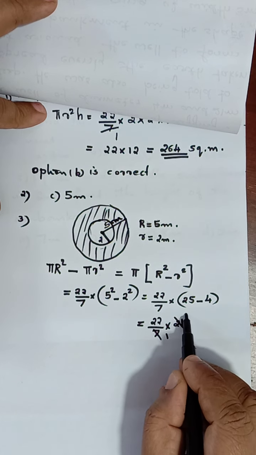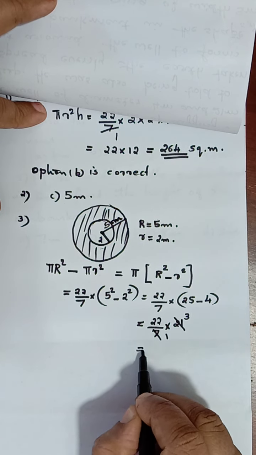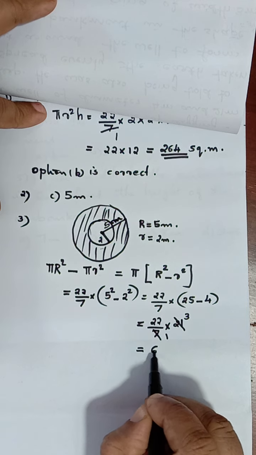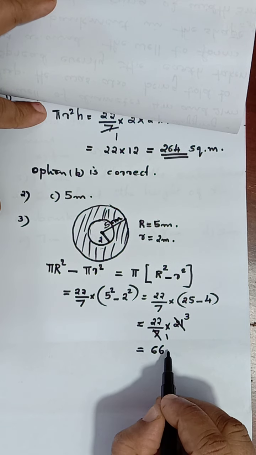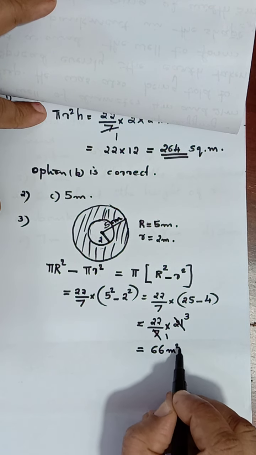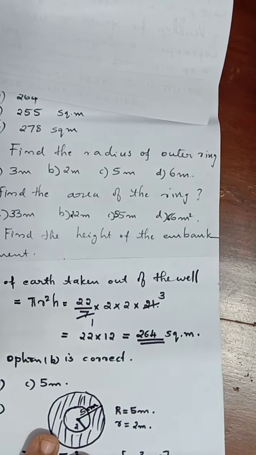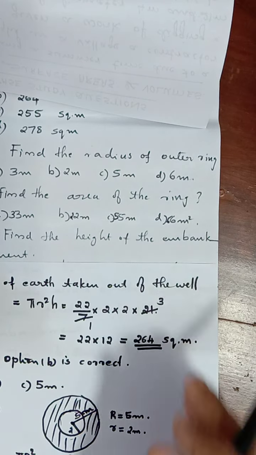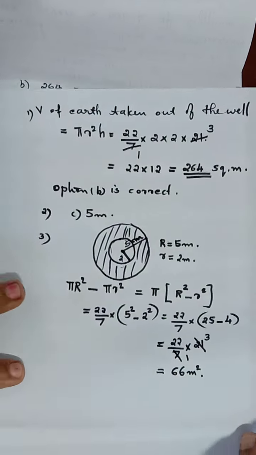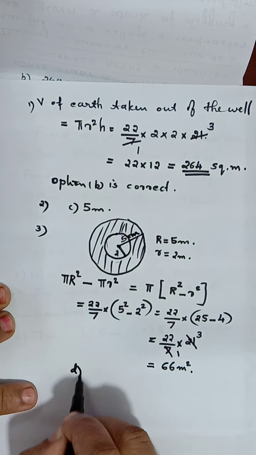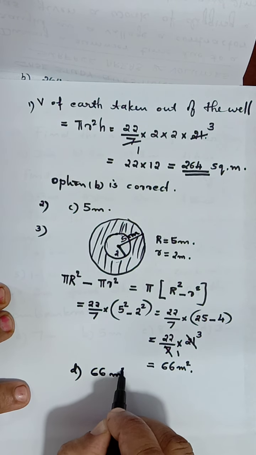Cancel one time here, it is 3 times. So what do we get? 22 into 3 is 66. Area comes in meter square, or square meter. So let us check the options. Question number 3, option D, it is 66 meter square. So option D, we have 66 meter square.